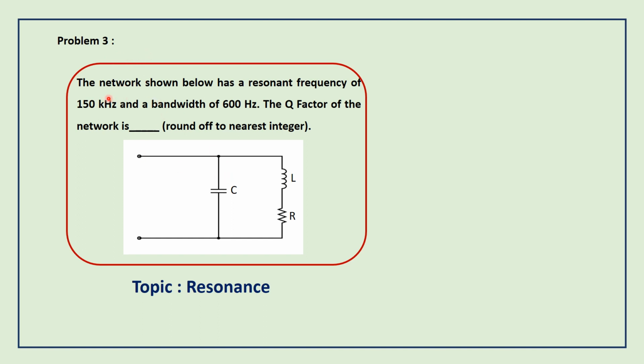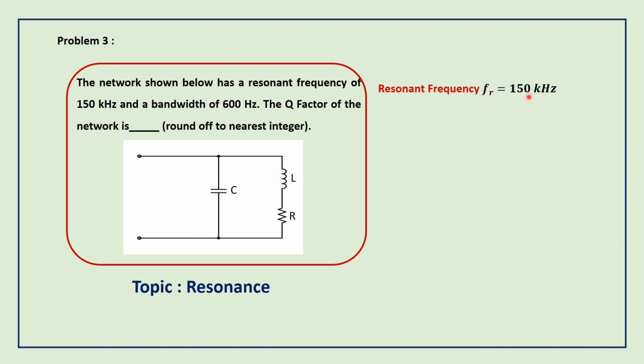I will read out the problem. The network shown below has a resonant frequency of 150 kHz and a bandwidth of 600 Hz. The Q factor of the network is dash, round off to nearest integer. So for the given network, they have given the resonant frequency and a bandwidth. We need to find out the Q factor of this network. The question is taken from the topic resonance. So this is one of the easiest problems. Directly we can solve it.